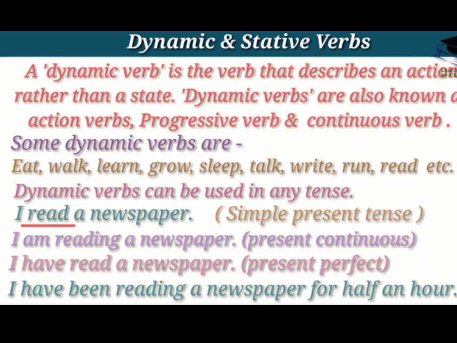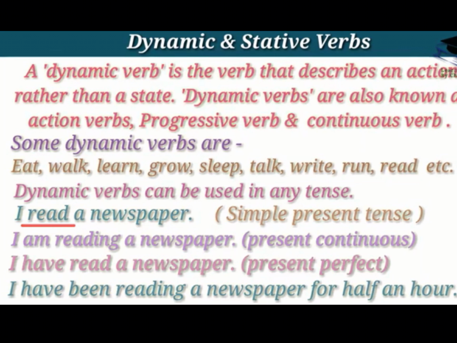Here, the example that I have for you says, I read a newspaper. This is in the simple present tense. I am reading a newspaper. This is in the present continuous. I have read a newspaper. This is in the present perfect tense. You see how we can use them in the simple present, present continuous, and present perfect? This is the cool thing about dynamic verbs.